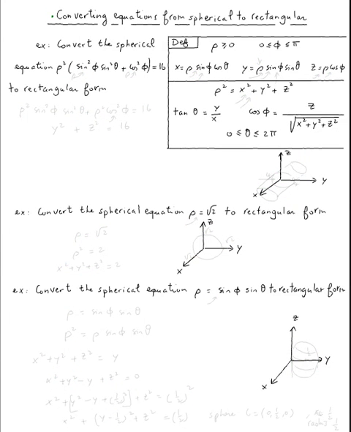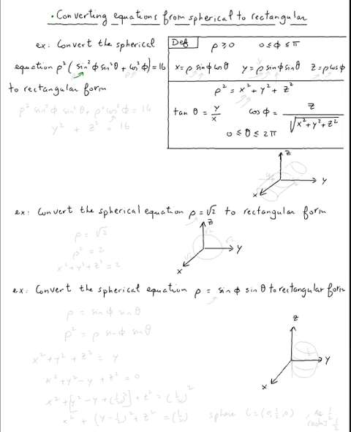The topic is converting equations from spherical to rectangular. Alright, so let's do the first example. Convert the equation rho squared sine squared phi sine squared theta plus cosine squared phi equals 16 to rectangular form. To rectangular form means we need to only have x's, y's, and z's.